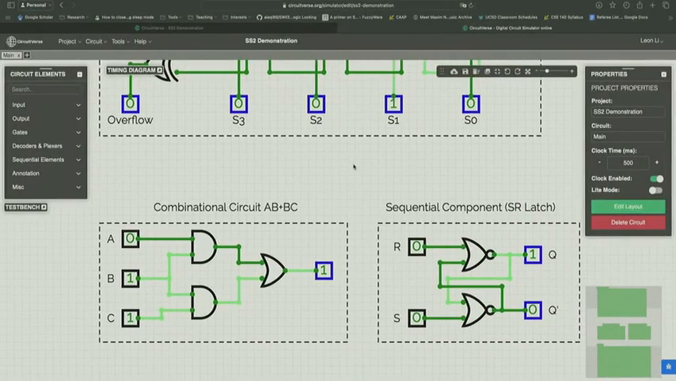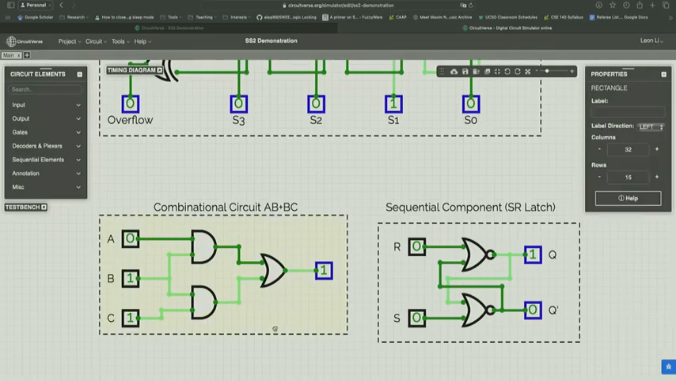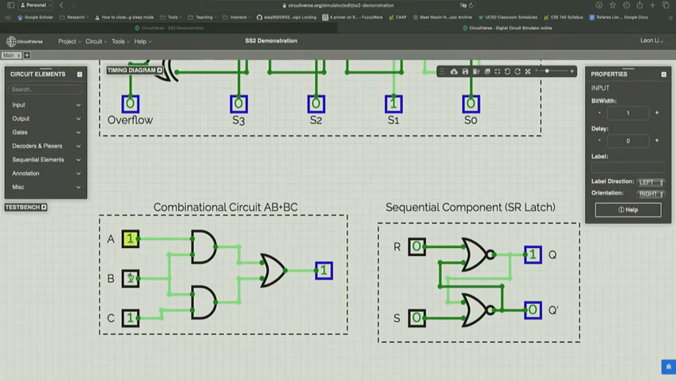All right, so what I built over here is a combinational circuit and a sequential circuit. This combinational circuit is a two-level circuit, AB plus BC. And as you see, you can play with the inputs under different conditions. Let's say this is a condition producing a 0. This is a condition producing a 1. You can change your input, and the output will respond to your input change.